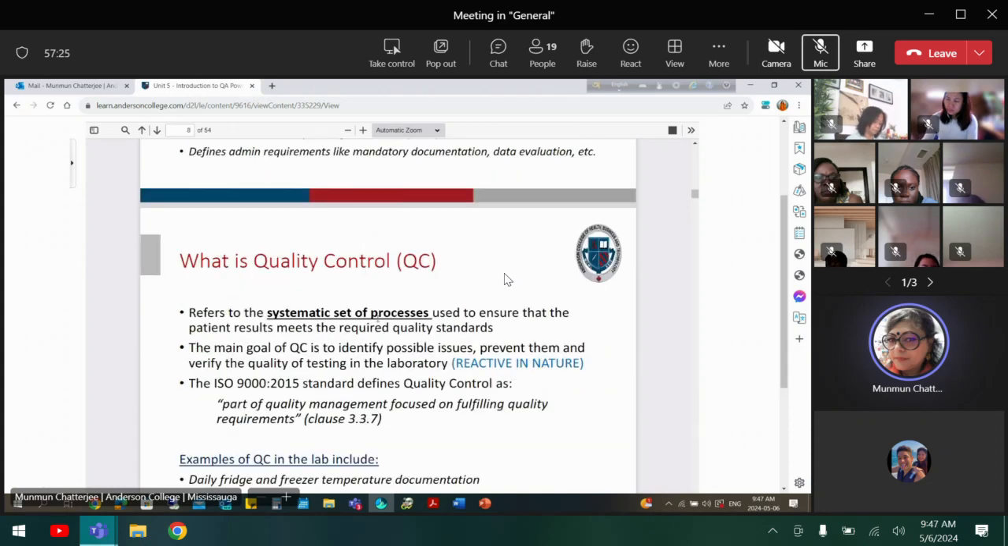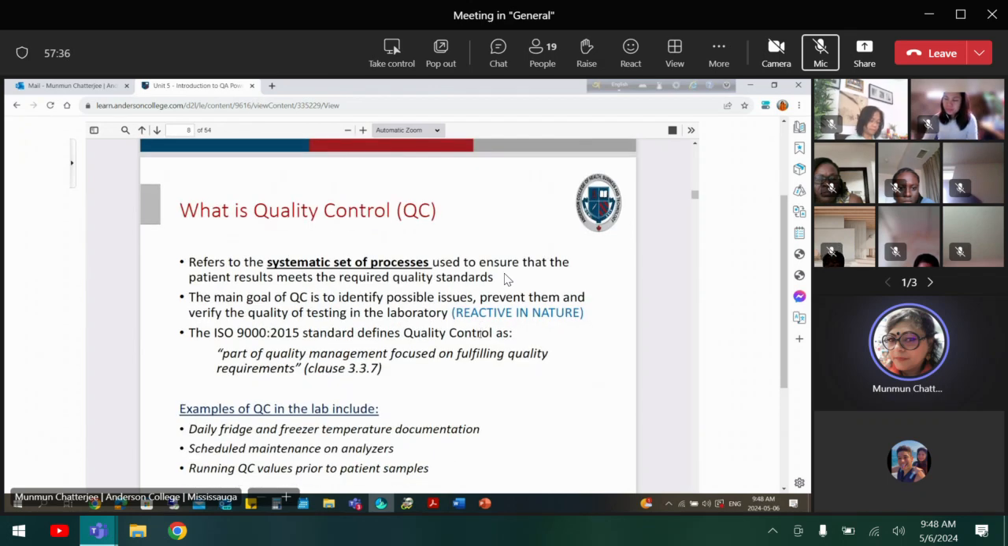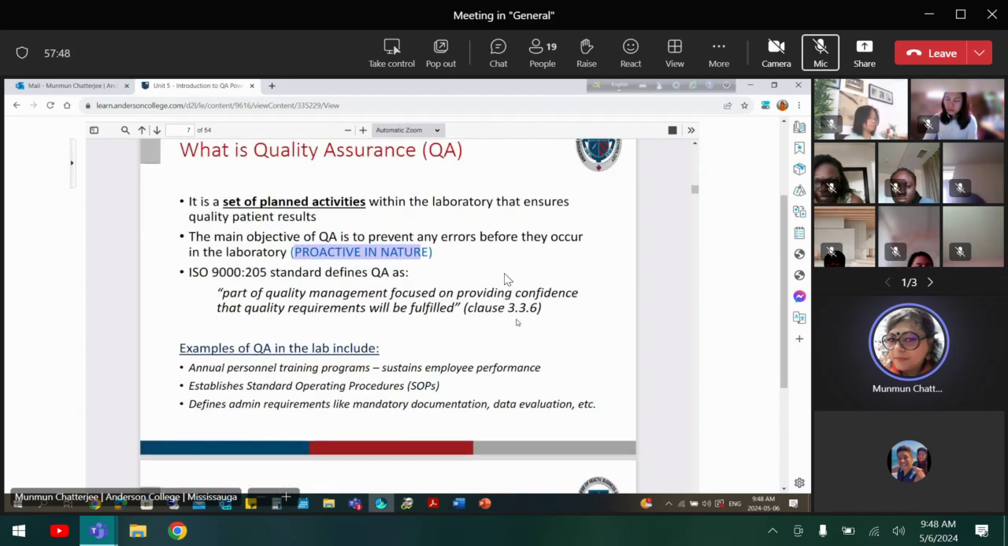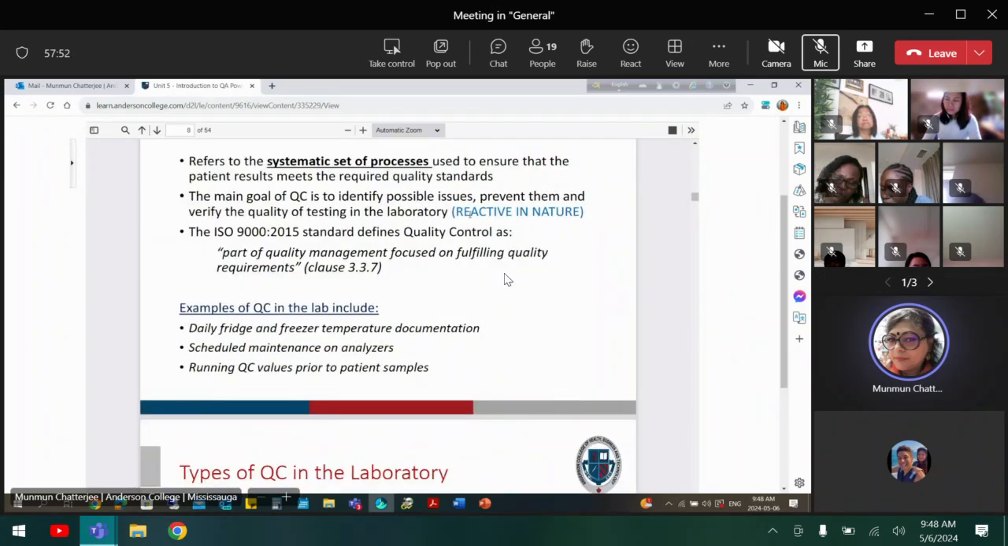What is quality control? It is a systematic set of processes used to ensure that the patient results meet the required quality standard. That is the quality assurance. So the main goal of quality control is to identify possible issues, prevent them, and verify the quality of testing in the laboratory. This is reactive in nature. This is proactive in nature. Reactive means you are doing it. This is also part of quality management.